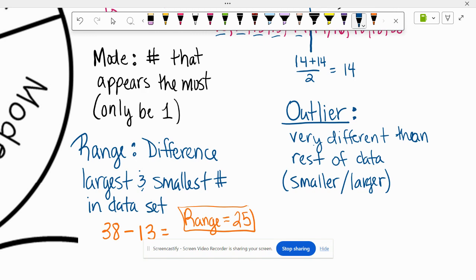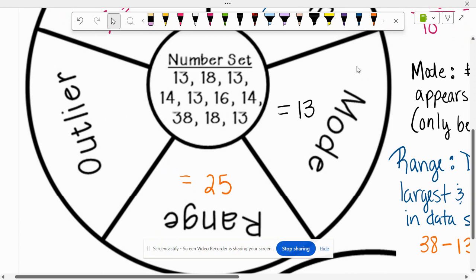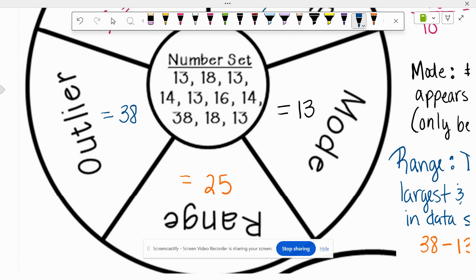So what do you believe the outlier to be of this data set? Yeah, I think you're right. I believe that the outlier is probably 38. Again, once we start talking about box plots, you're going to learn a rule on how to find your outliers. Okay. All right.